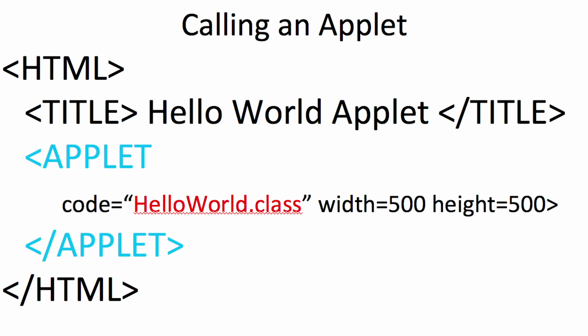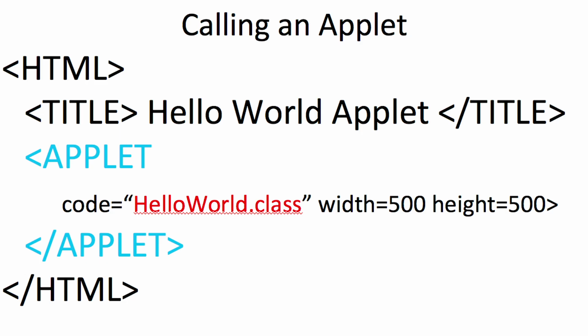Now, after writing this program, because inside it we do not have any main function, we have only the paint function. That is why this program will not execute directly after compilation. After compilation it will be converted into HelloWorld.class, the class file, but it will not execute because main is not there. So we have to create one more HTML file where we will execute this HelloWorld class.